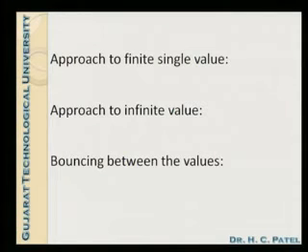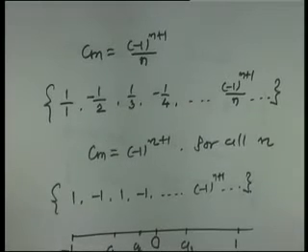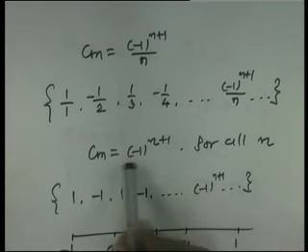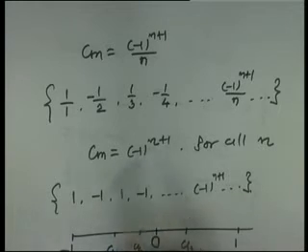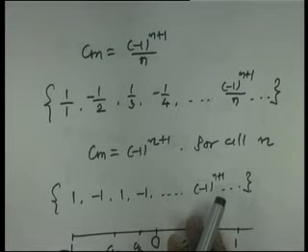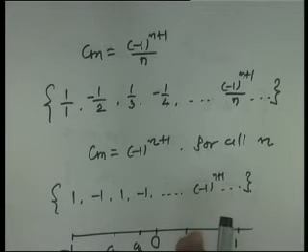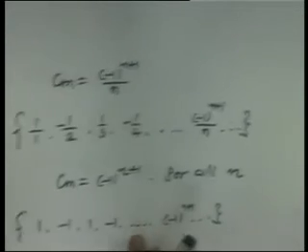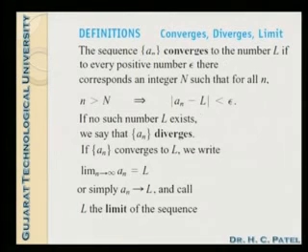Here we have also one example of a sequence which is bouncing between values, which I have already given to you. See here, this sequence when the nth term is (-1)^(n+1). Here all the terms are 1, -1, 1, -1, and so on. So this sequence is bouncing between two finite values. Okay. So next, let us see the definition.